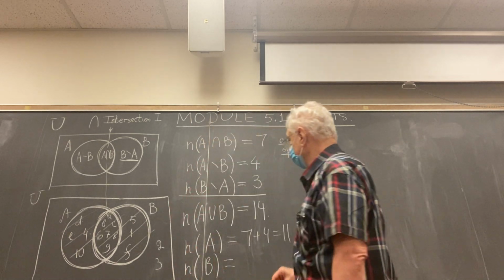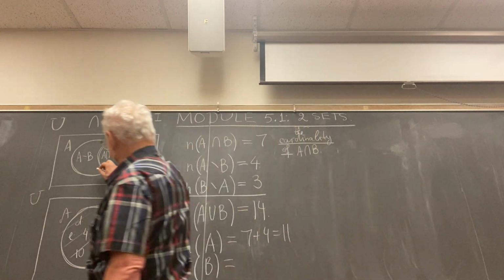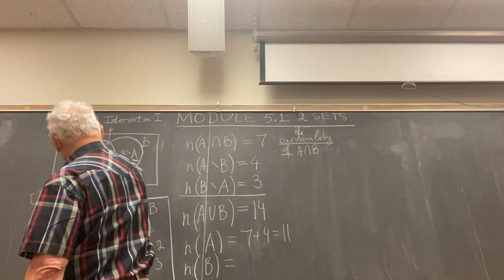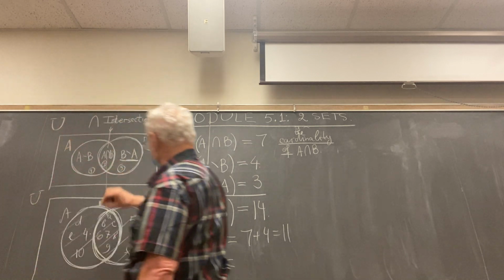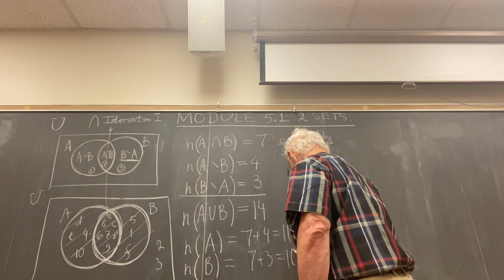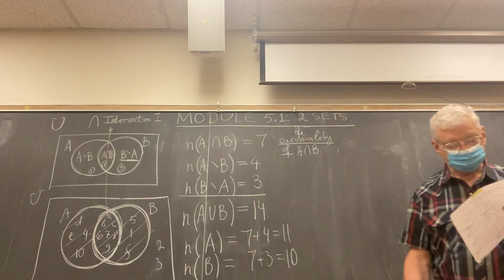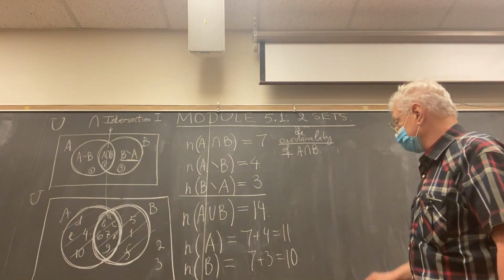It's 7 and 3, right? So plus this, 3. Let me just write it down. Here we have 4 elements, here you have 7 elements, and here you have 3. 7 plus 3 is 10. Got it? Yes. Now I will show a very interesting thing.